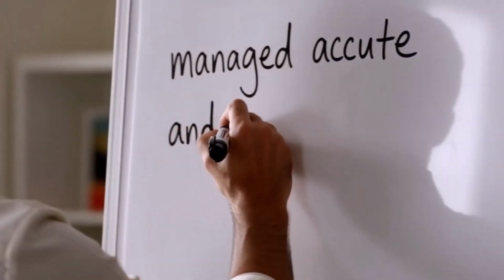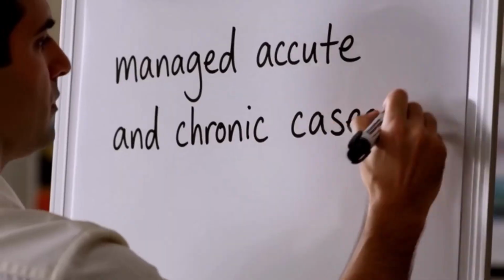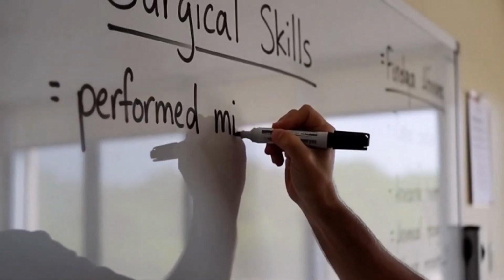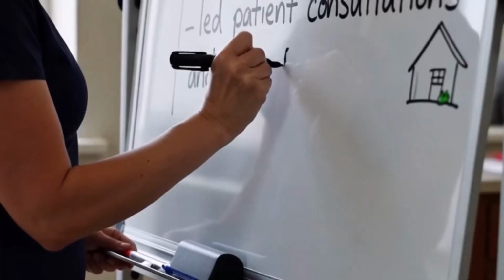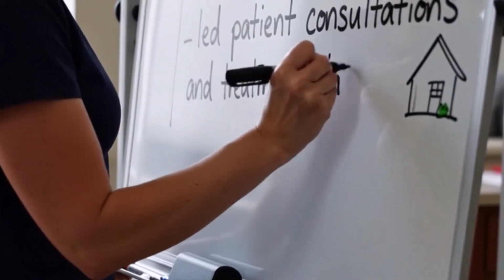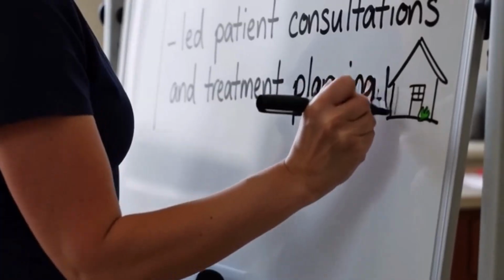So what you should rather do is use confident and active words like managed acute and chronic cases. Look at the language, like performed minor surgical procedures. You're putting some spice in there, like led patient consultations and treatment planning. Okay, now people get to know that you are speaking confidently. That's the language of a competent doctor. You're not just speaking like a medical student, you are speaking like a confident doctor.